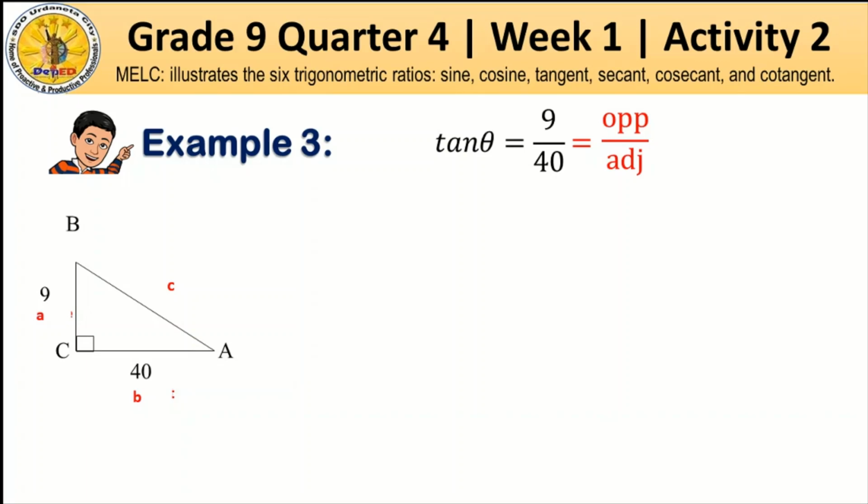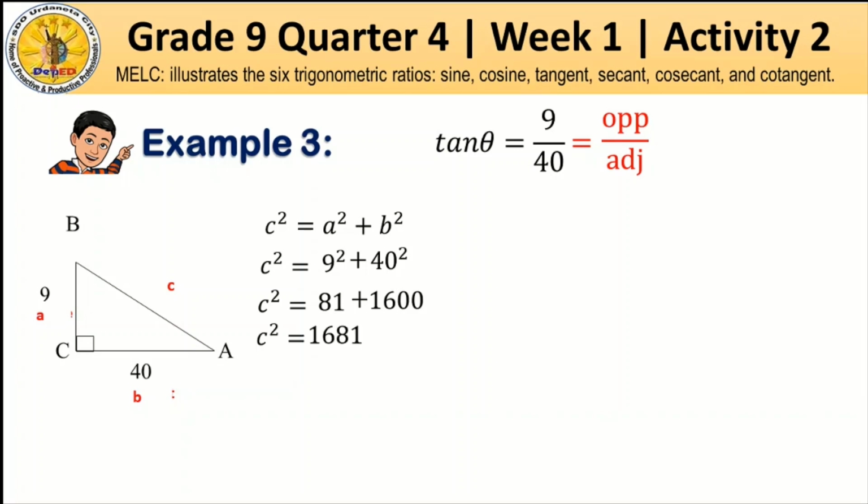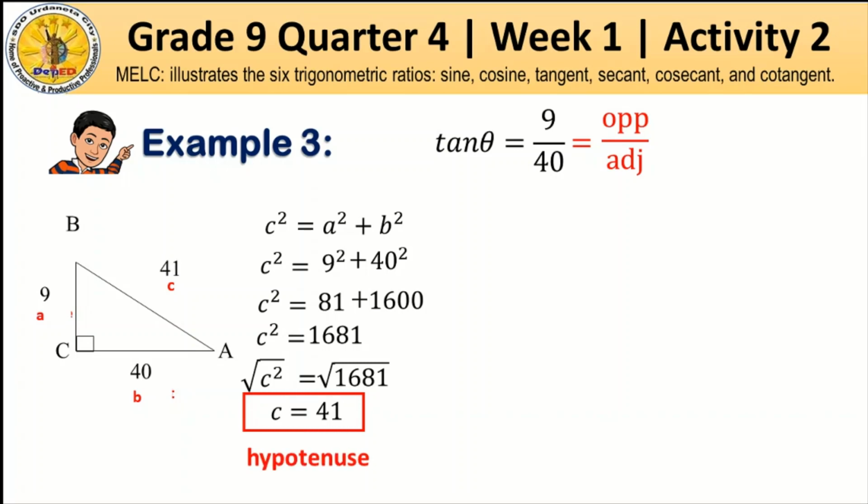So by Pythagorean theorem, we have c squared is equal to a squared plus b squared. By substitution, that is c squared is equal to 9 squared plus 40 squared. c squared is equal to 81 plus 1,600. c squared now is equal to 1,681. Extracting the square root of both sides of the equation, we will obtain the value of c, which is 41. Therefore, we can say that the hypotenuse measures 41 units.